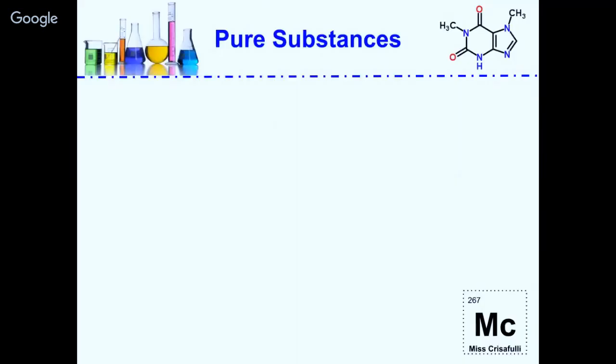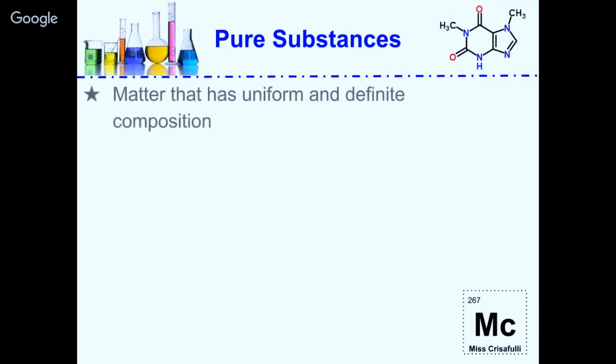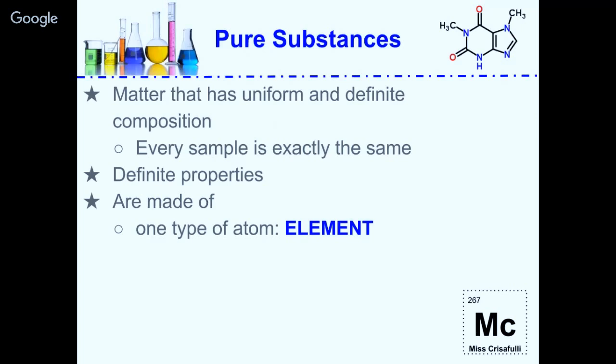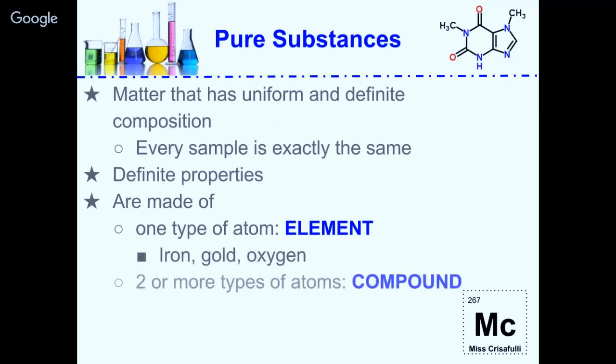Before we could talk about elements and compounds in more detail, let's talk about the umbrella that they are under, which is called pure substances. Pure substances are matter that has uniform and definite composition. So that means that every sample is exactly the same. They have definite properties, and they can either be made of one type of atom, which we call an element, so iron, gold, or oxygen, or they can have two or more types of atoms that are chemically combined, and we call those compounds. So for example, salt, sugar, and water, those are all compounds.